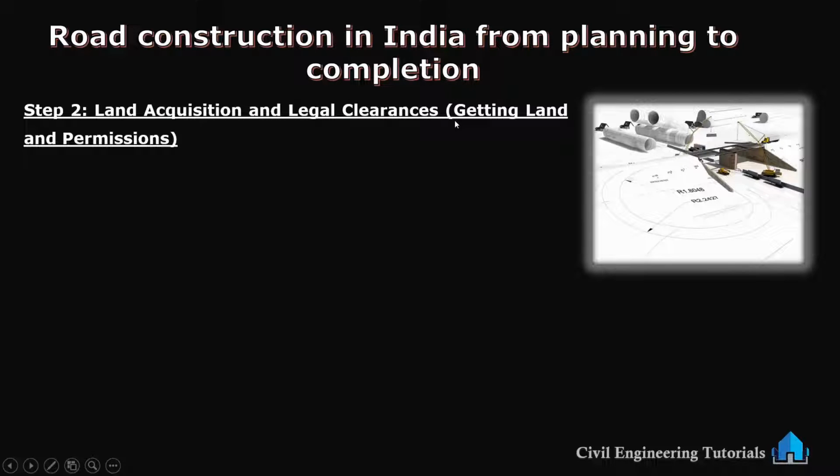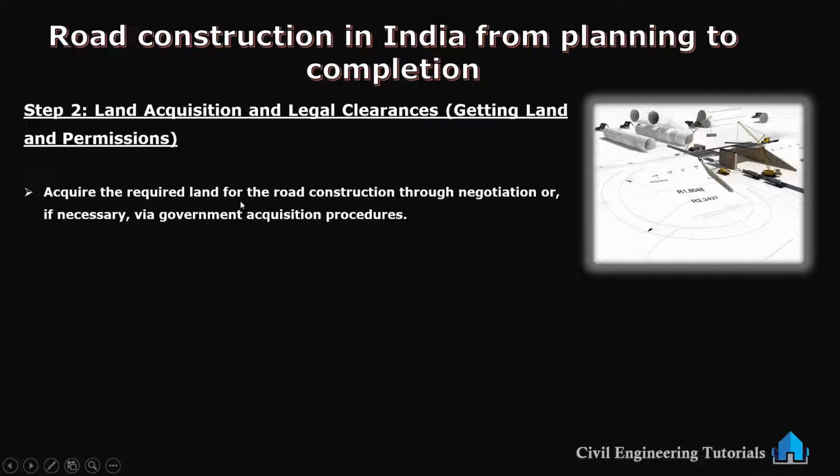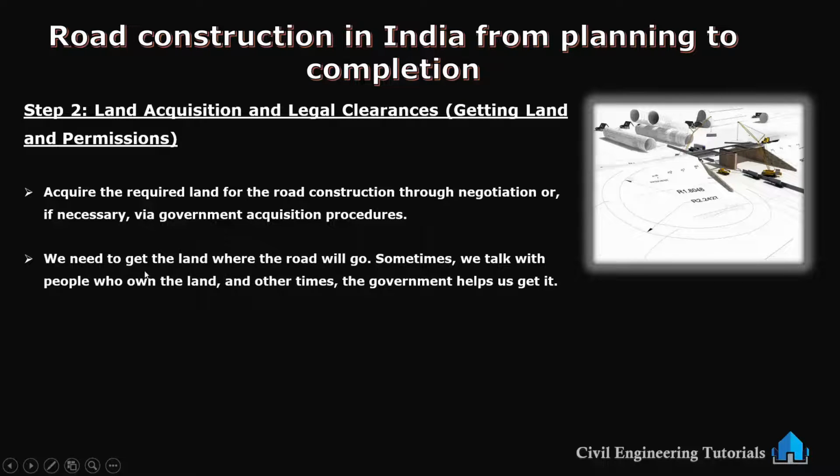land acquisition and legal clearance. That means getting land and permissions. So acquire the required land for the road construction through negotiation or, if necessary, via government acquisition procedures. We need to get the land where the road will go. Sometimes we talk with people who own the land, and other times the government helps us get it. This is land acquisition and legal clearance.